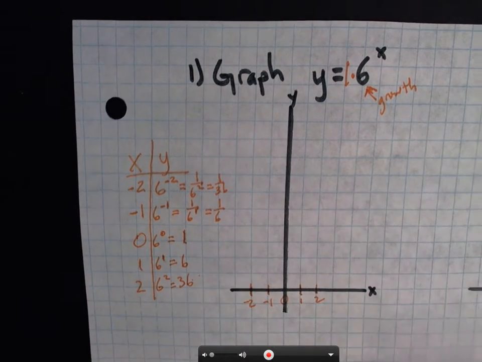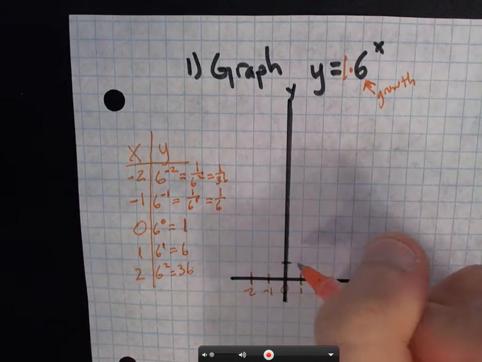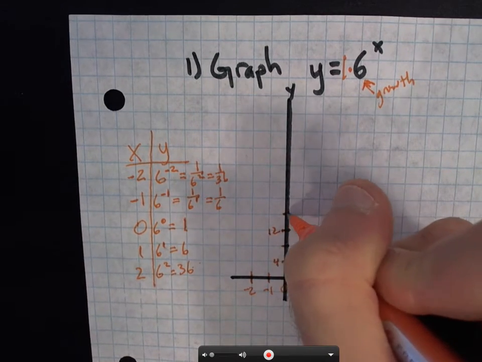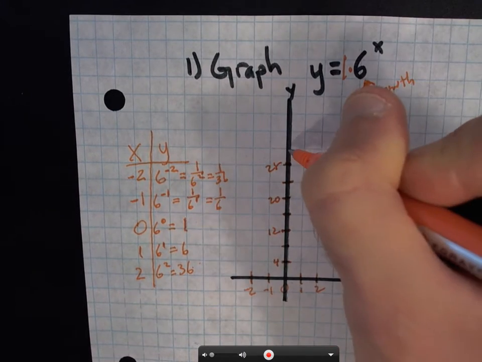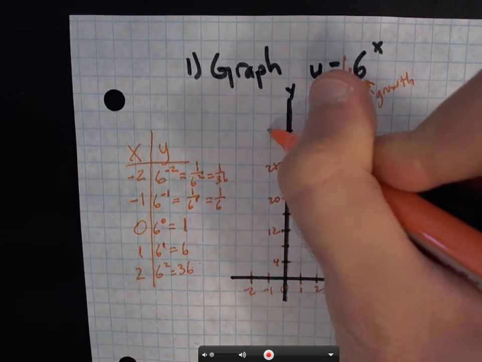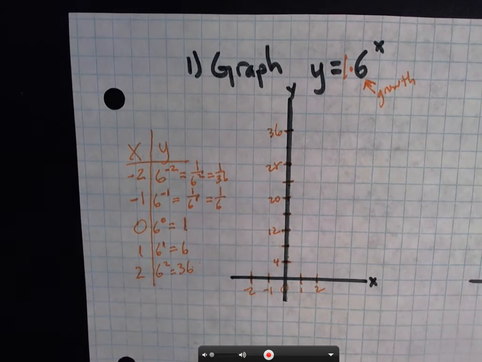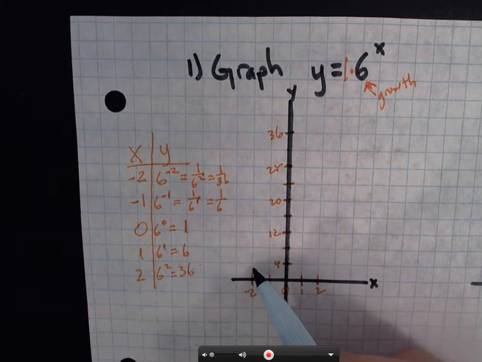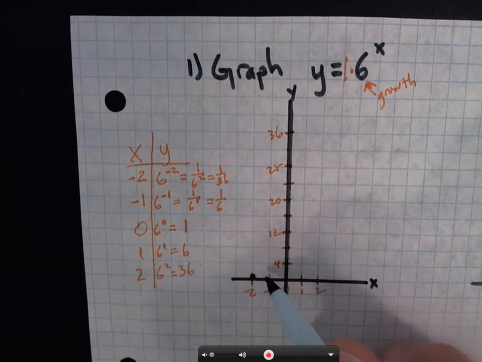Now that I know that my highest point is 36, let me think about these. Maybe I'm going to count not by 1 or 2. Let's do 4s. So 4, 8, 12, 16, 20, 28, let's see, 32, 36. Okay, is that right? 1, 2, 3, 4, 5, 6, 7, 8. Okay, good. All right, so let's go. -2 goes to 1 over 36. So that is so small. This is 4, right? We want it to be almost touching the line here, not quite. Same thing, -1 is at 1/6.